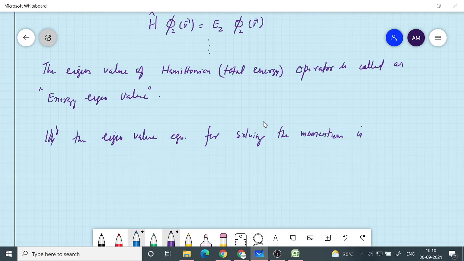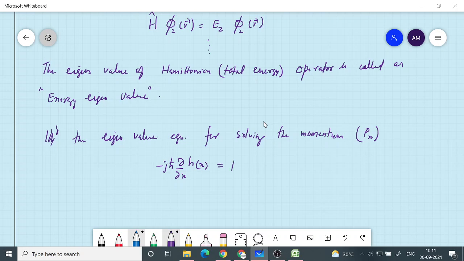It will be minus j h cut d by d x. So this is basically p x. So we need to find the operator, and then there is some function which is unknown to us. So let's give it some name. What name can I give? Okay, let's take h of x.